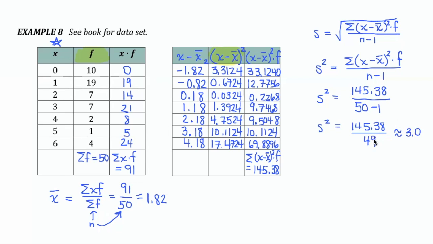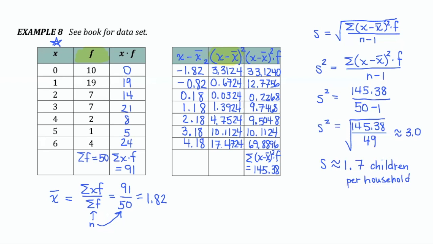But again, what's more important is that we get the standard deviation, and don't just take the square root of this 3.0. Make sure you use the fraction so that you're keeping all the decimal places. So you're going to do square root of 145.38 divided by 49. And that gives you the decimal 1.722. So if we're going to approximate to 1 decimal place, that's going to be 1.7. And again, this represented a number of children per household.